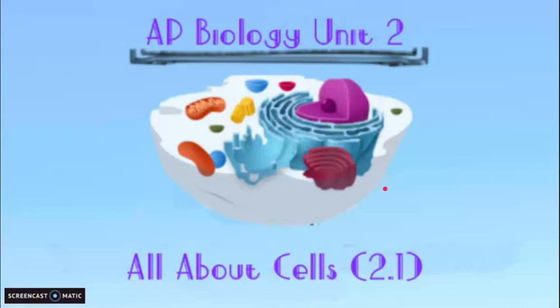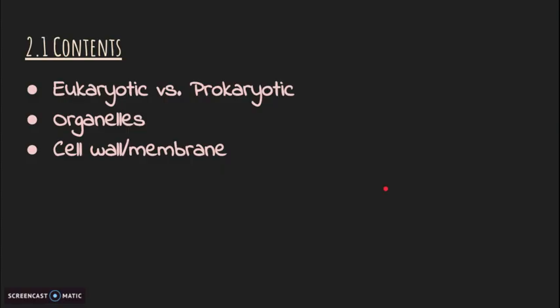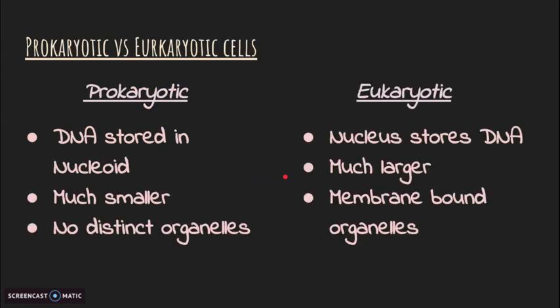Today I'm going to be going over Epibiology Unit 2, and this unit is all about the cells. I'm going to be talking majorly about the two main types of cells, eukaryotic cells and prokaryotic cells. I'm also going to be going over the organelles and the cell wall and the cell membrane that are in eukaryotic cells.